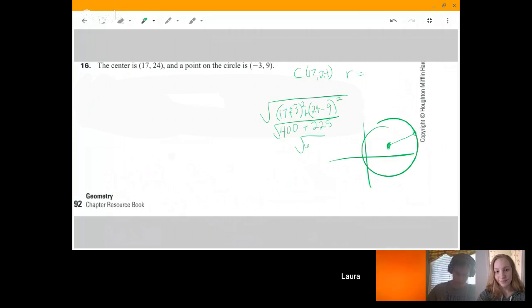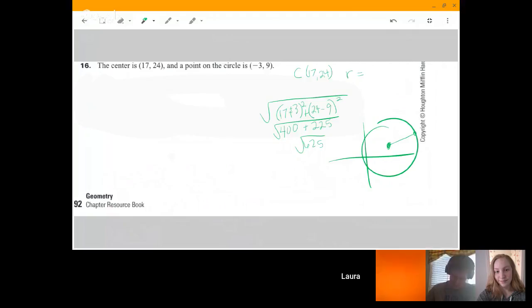Do you know the square root of 625? Not off the top of my head. It is 25, I believe. I'll check your math. I might be wrong. 625, 25. Boom. There we go. All right. So 25 is your radius. So now you've got your center and your radius.